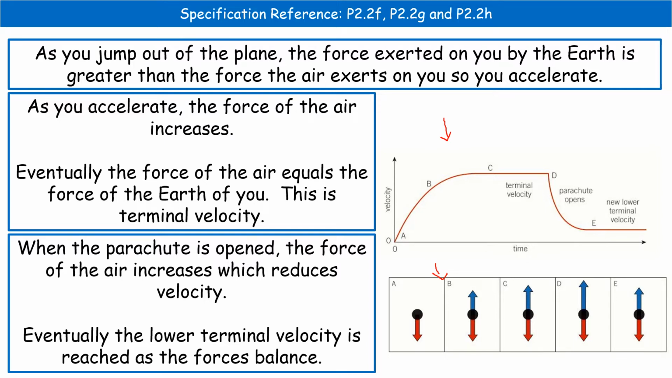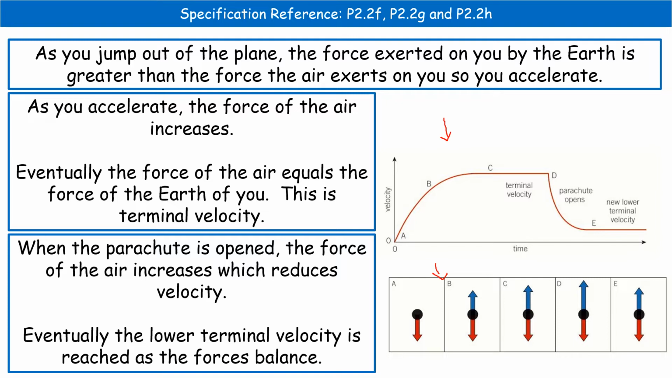So if we look at part A first of all, this is when they first jump out of the plane or jump off the diving board. So at that point, if we look at the force diagram in box A, we've got force of weight pulling down towards the earth, but we don't have our force of drag at this point. So that means we're going to accelerate, which we can see in the graph by that diagonal line.